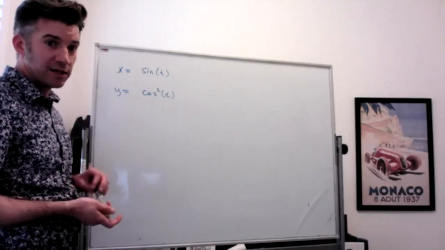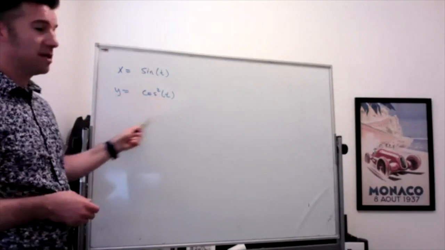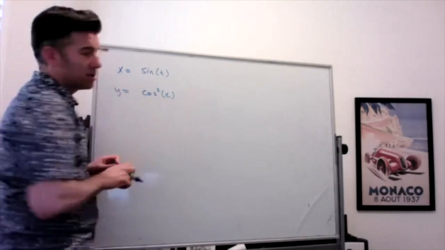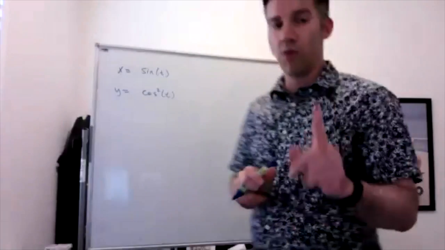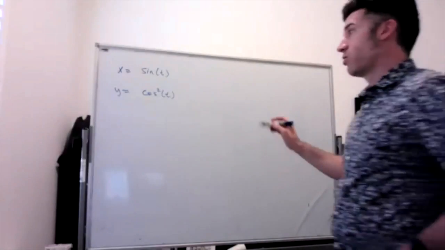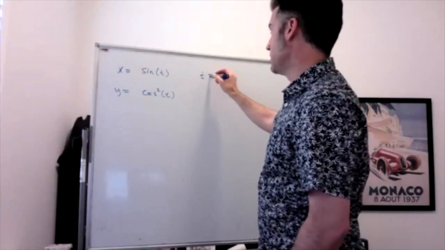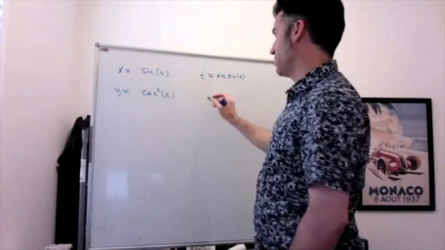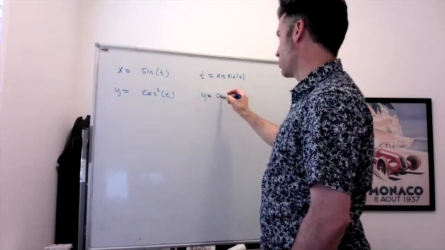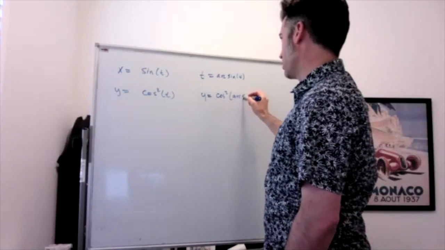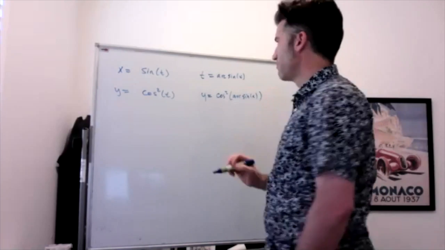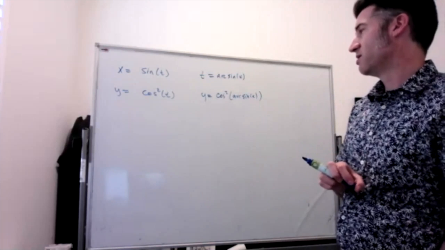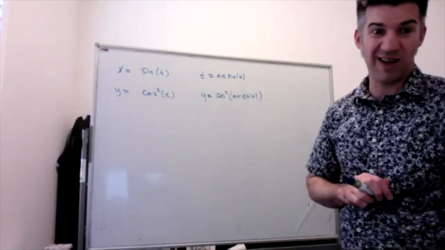Anyone have any bright ideas about what I could do with this? Like arc sine? That is a good idea, but it's more complicated than I want to make it. So you're right. We could totally say that t is the arc sine of x, and then plug that in there and say that y is the cosine squared of the arc sine of x. The problem with that is it's not very nice. I don't know how to graph that.